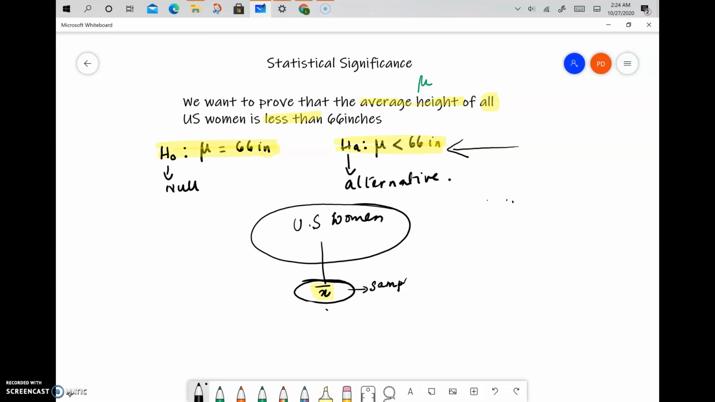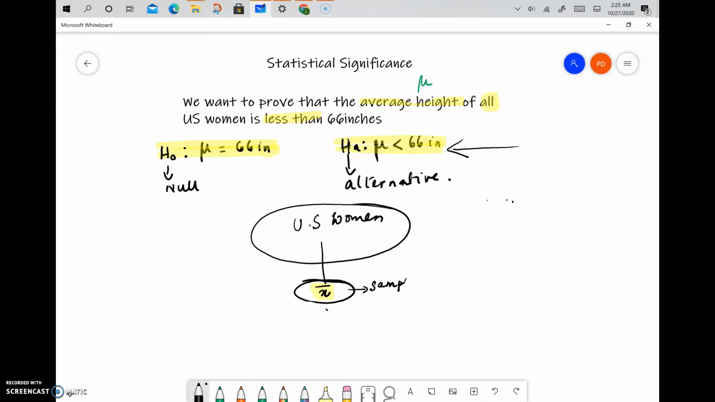So what we're trying to prove is called the alternative hypothesis, and it is written exactly the way I've written here. Uppercase H, A for alternative, colon, mu, it's always about mu, is less than, so the population mean is less than 66 inches. This is exactly what we're trying to prove. So this is written in a very specific format that is used in logic.